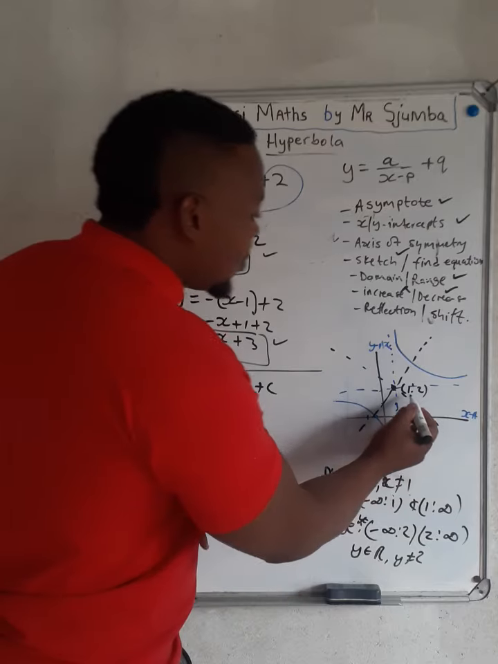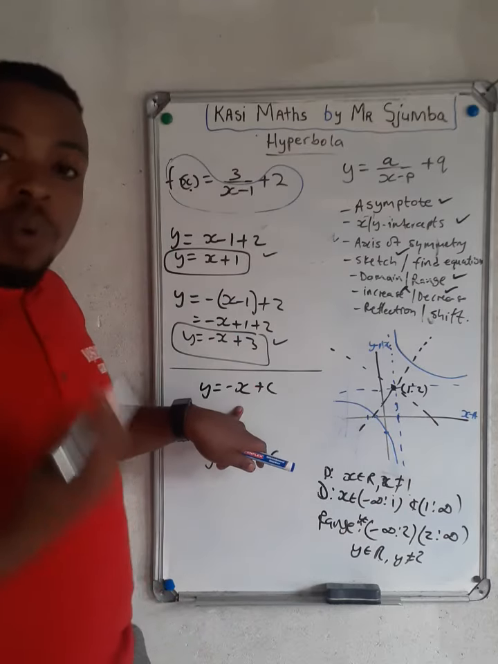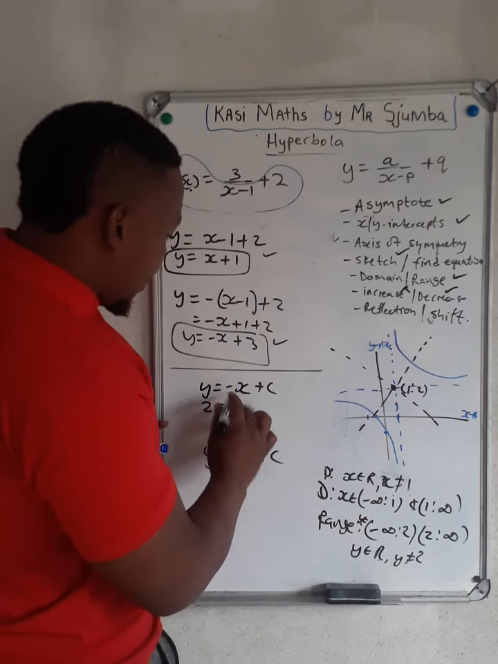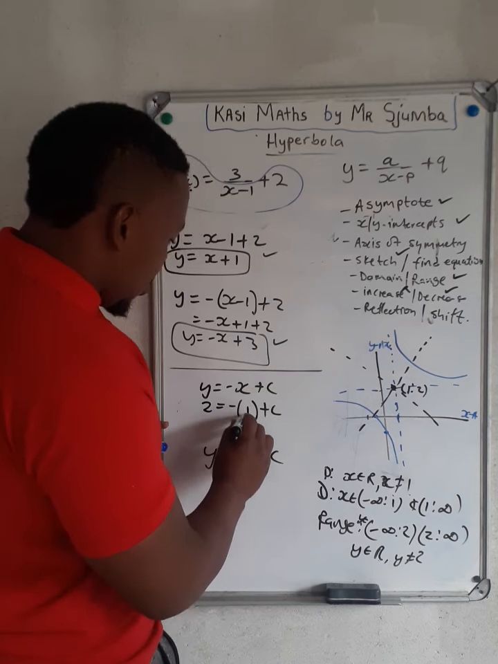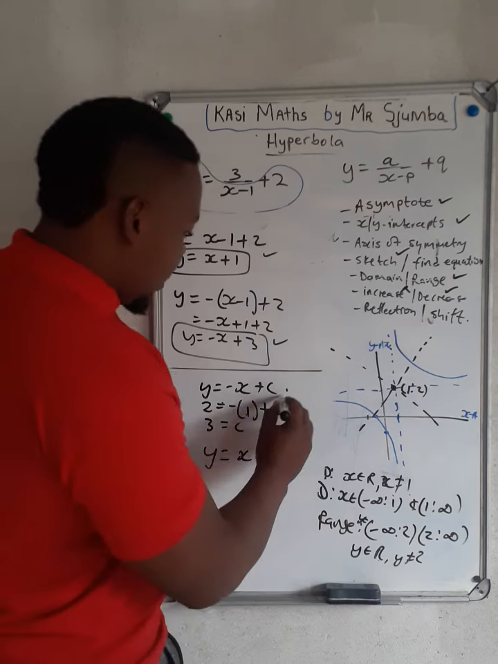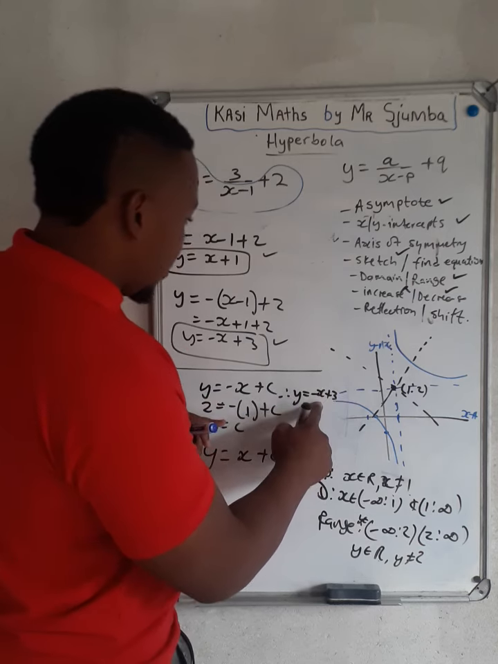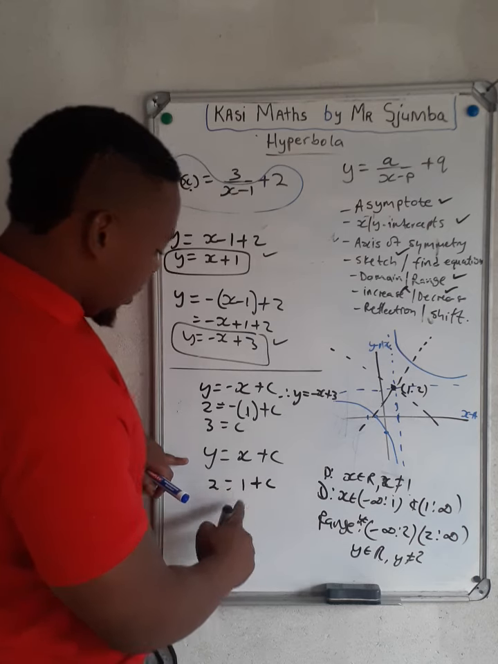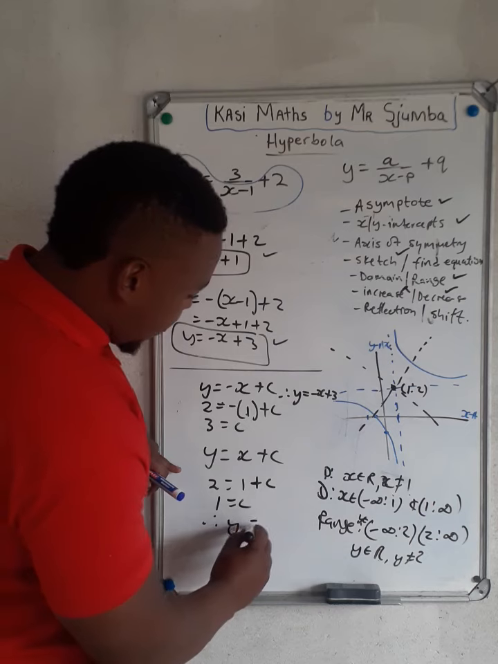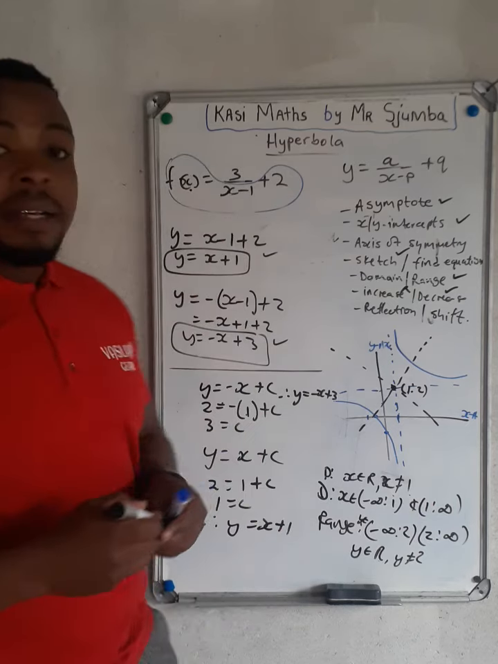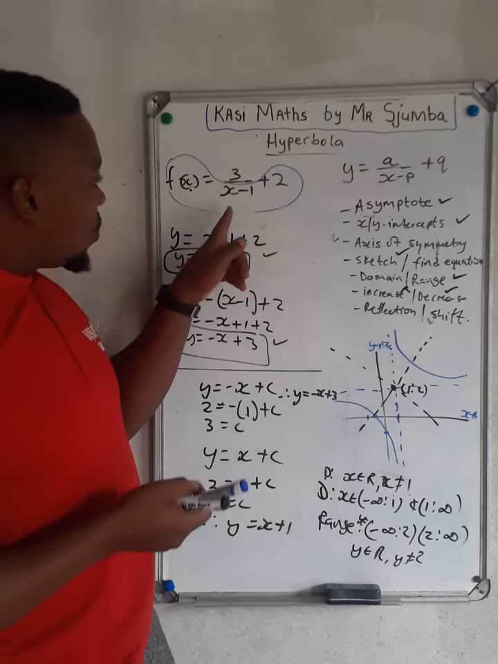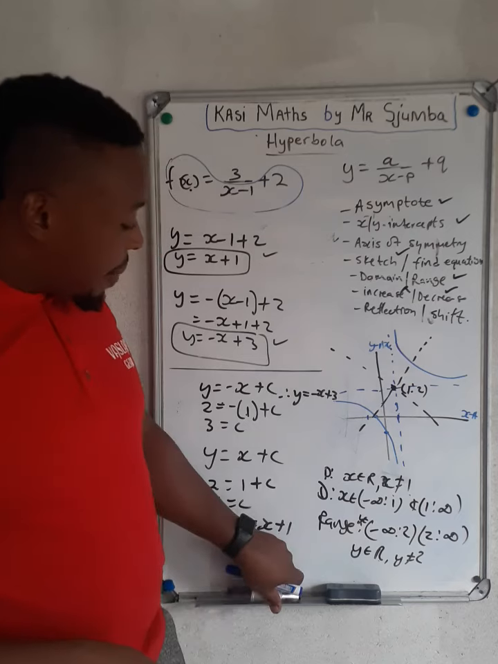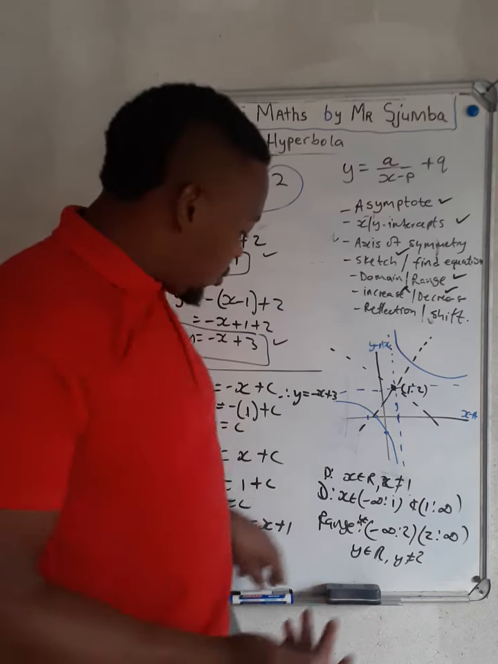Because if you want to find an equation, we substitute the coordinate into the equation. So imagine we substitute 1 and 2 into y equals minus x plus c: 2 is equal to minus 1 plus c, so c is equal to 3. Therefore the equation y is equal to minus x plus 3 is the same as this one. Then for the other, we substitute 2 equals 1 plus c, so c is equal to 1, and therefore the equation is y is equal to x plus 1. So it's up to you to choose which method to find the axis of symmetry. This is always a problem from the previous question papers, so you might have a question in mind.